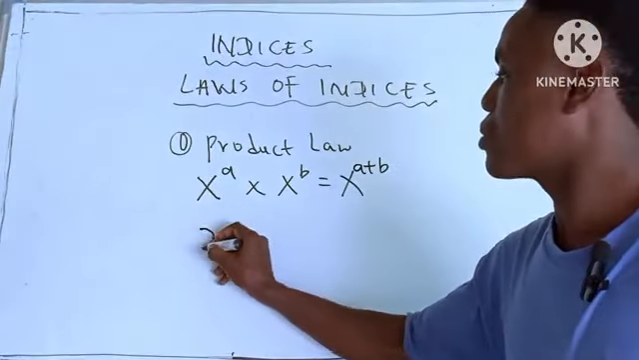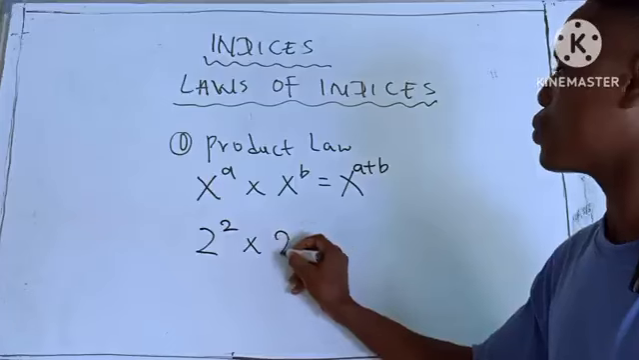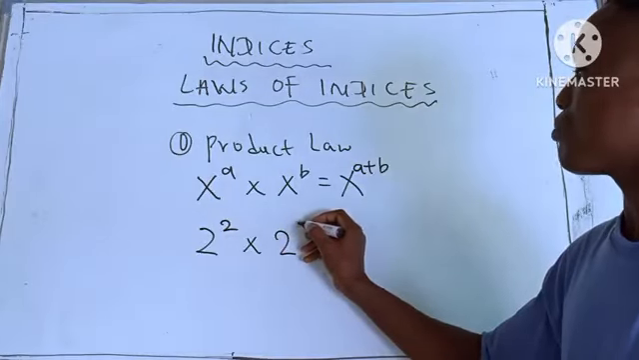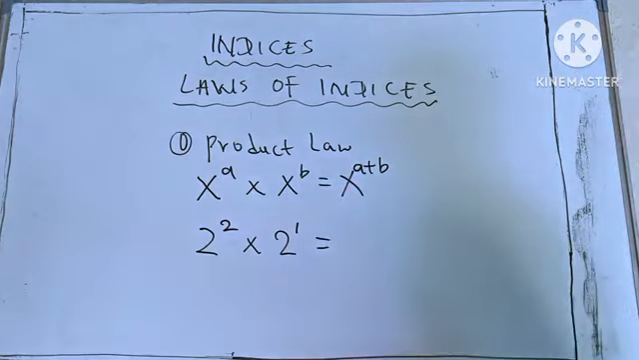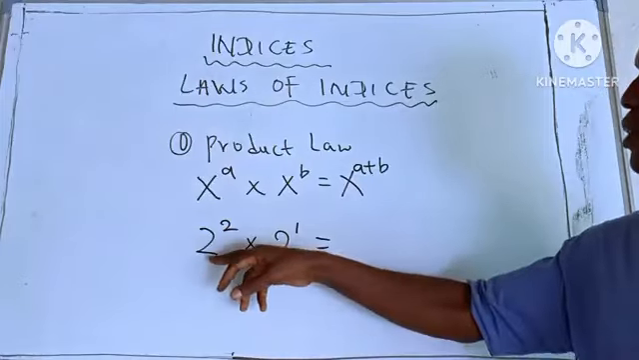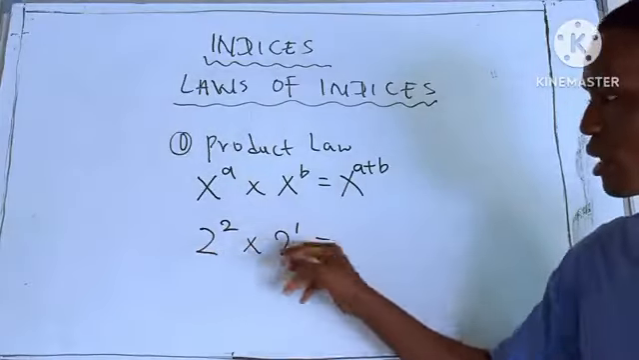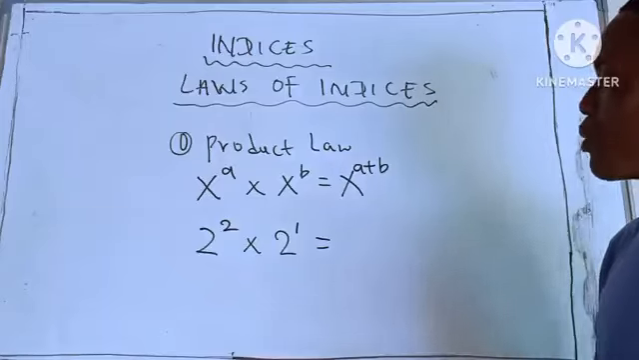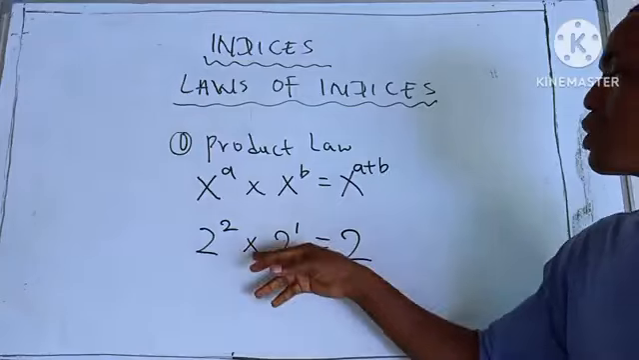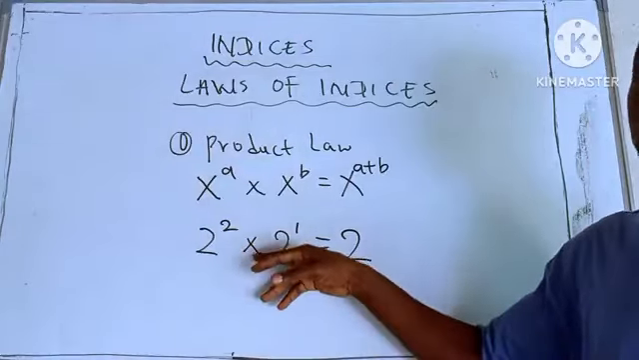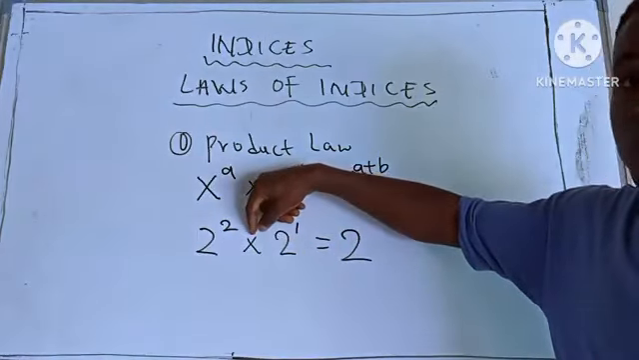Now let's use numbers. Let's say we have 2 raised to power 2 multiplied by 2 raised to power 1. From this product law, you will notice that we have similar bases, right? The two base numbers are the same. 2 and 2 are the same things. So what you need to do is to take only one of the base numbers. Then since the middle is multiplication, make sure you take note of the middle operation. It's very important.